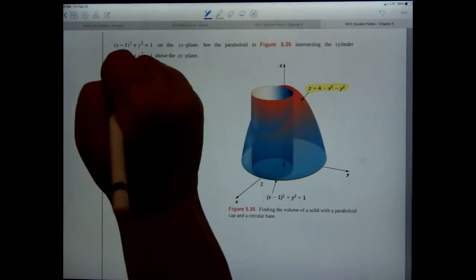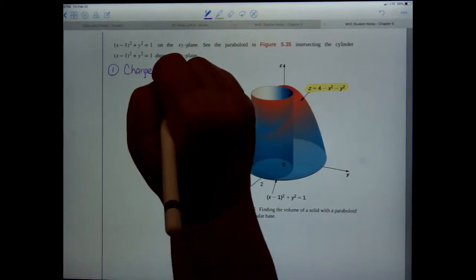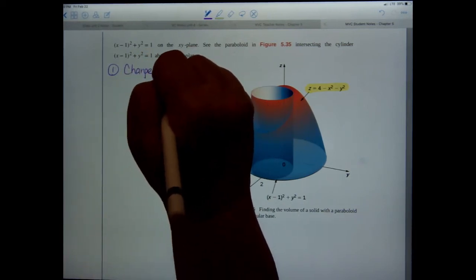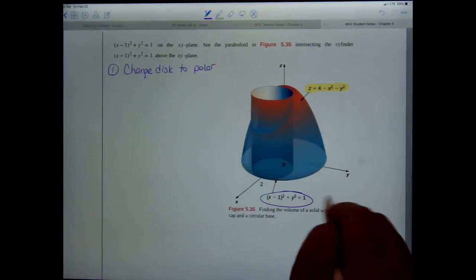Step 1 is we're going to change the disk to polar. Okay? This is the disk equation right here. That's the base now.